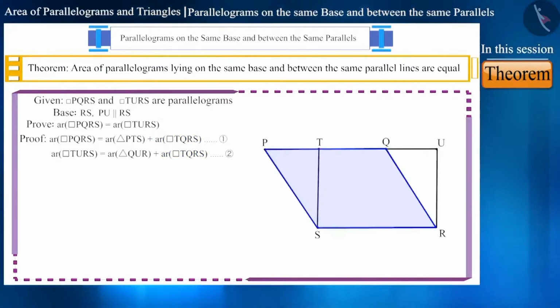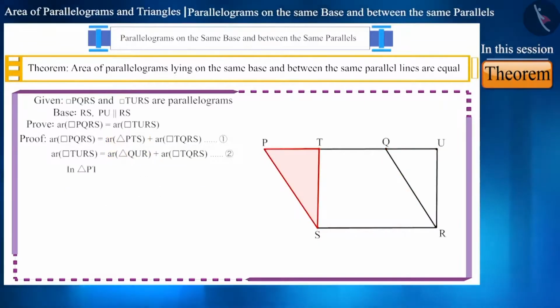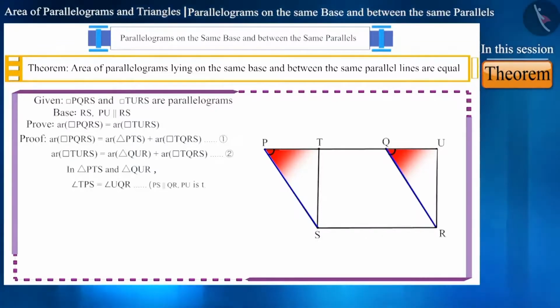To prove that the area of both these quadrilaterals is equal, that is, quadrilateral PQRS is equal to quadrilateral TURS, we will have to prove that the areas of triangle PTS and triangle QUR are equal. And if we look at triangle PTS and triangle QUR, then we will find that angle TPS is equal to angle UQR because PS is parallel to QR and PU is a transversal, because of which these angles are making a pair of corresponding angles.